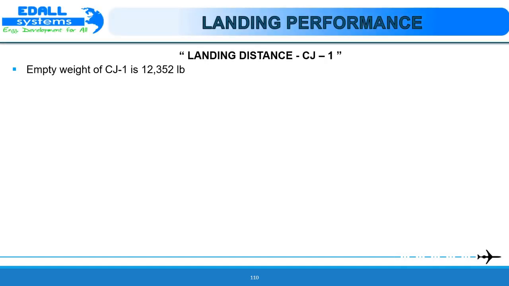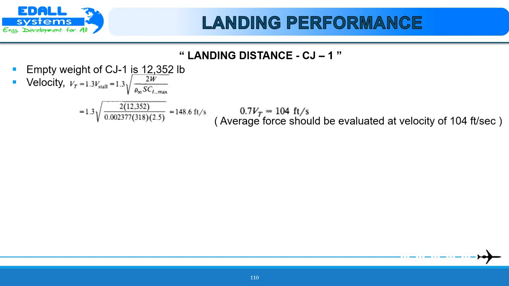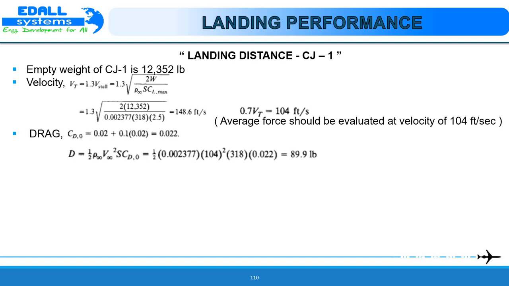The empty weight of the CJ is 12,352 lb. Velocity Vt is equal to 1.3 V stall, which is equal to 148.6 feet per second. Hence, substituting it in 0.7 Vt, we get 104 feet per second. The average force should be evaluated at a velocity of 104 feet per second. As we know the drag formula, we can substitute the parameters and we get the drag is equal to 89.9 lb.